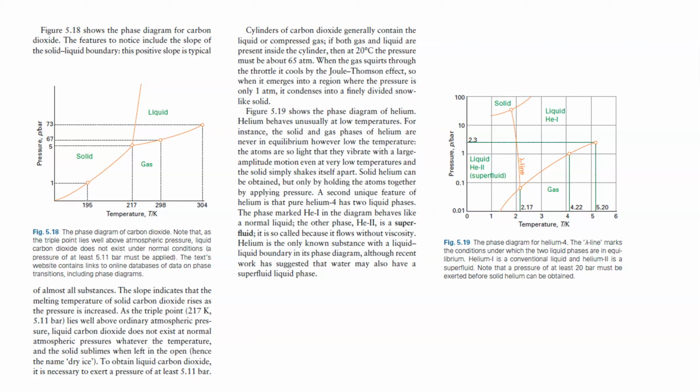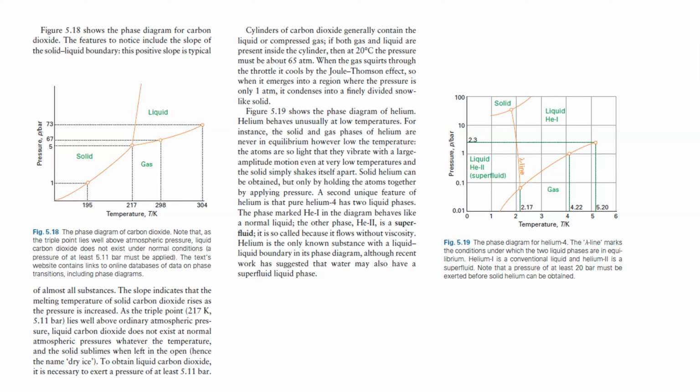Figure 5.18 shows the phase diagram for carbon dioxide. The features to notice include the slope of the solid-liquid boundary. The positive slope is typical of almost all substances. The slope indicates that the melting temperature of solid carbon dioxide rises as pressure is increased.